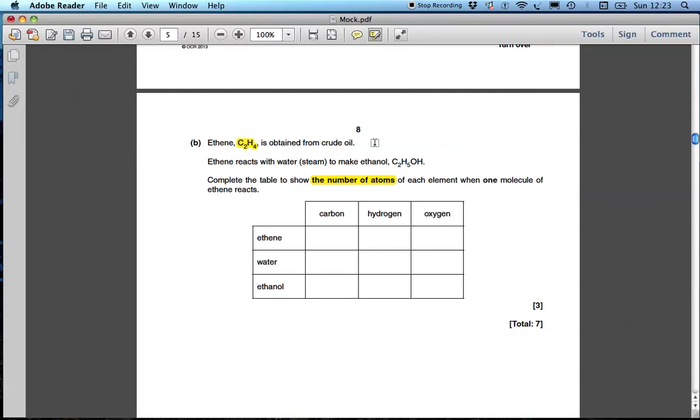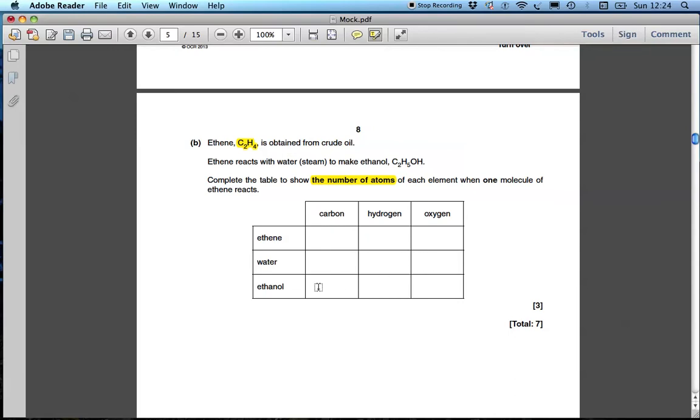How many carbons can you see in ethane? Well, there's 2, because it's C2. How many hydrogens? 4. And how many oxygens? 0. So it was 2, 4, 0. For water, which is H2O, how many carbons are there in water? Well, there's none. How many hydrogens? 2. How many oxygens? 1.